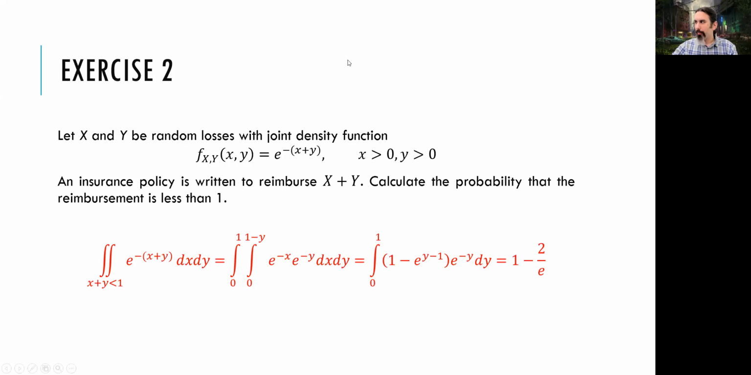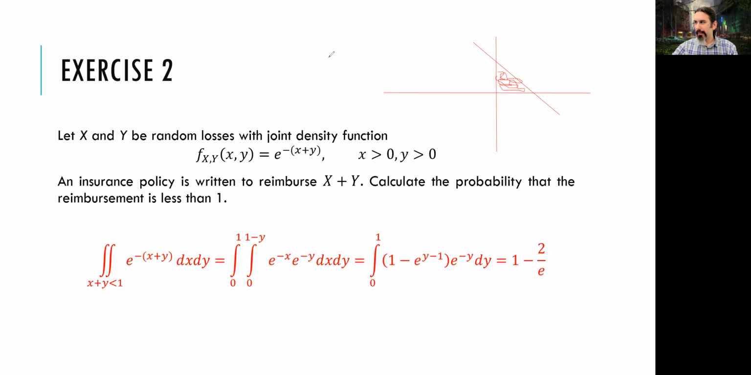Now, think about this. You can just draw it like this. I know that both x and y are greater than 0, so they are somewhere over here, in this area. And I also know that x plus y is less than 1, so this line is my limit. So my shaded area, my integral area, is this part, whatever is over here.